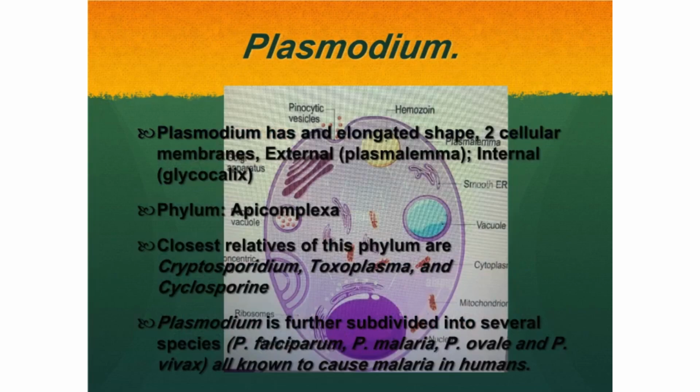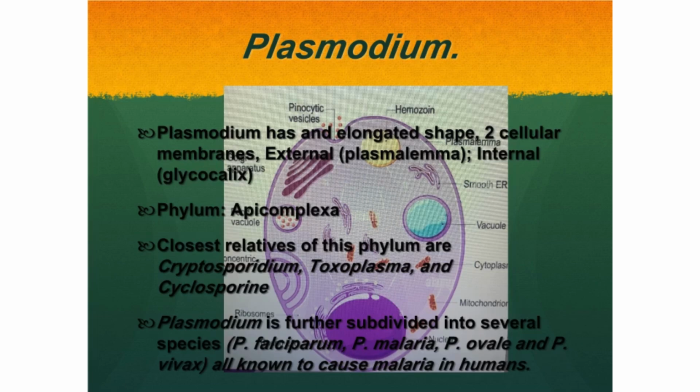Plasmodium has an interesting, complex structure and anatomy. It has an elongated shape, usually between 2 to 2.5 micrometers in length and about 1 micrometer in width. It is composed of two cellular membranes, an outer cell membrane called plasmalemma and an inner cytoplasmic membrane called glycocalyx. The Plasmodium also possesses several unique organelles, including Golgi apparatus, endoplasmic reticulum, and mitochondria, and a specialized organelle called apicoplast, which is essential for the synthesis of proteins and lipids needed for the parasite's survival.